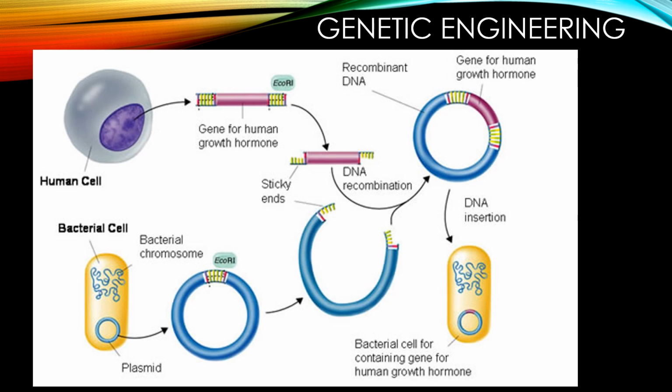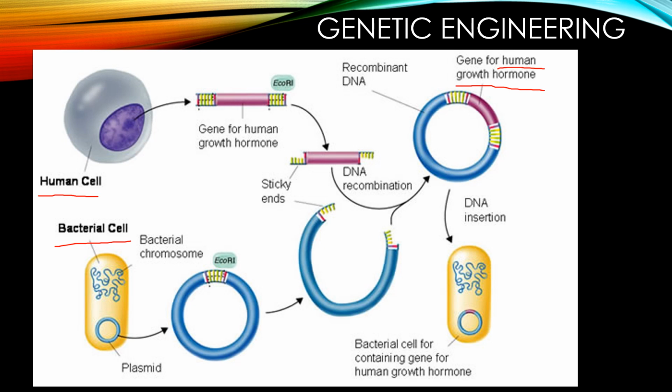Now, if we think here, we've got two different cells. One of those cells is a human cell, and what we have at the bottom is a bacterial cell. If we think about producing hormones, this process has been used for many years for producing insulin, but this example is for human growth hormone. People who are very small and have dwarfism might need injections of growth hormone, and therefore someone will need to get this from somewhere.